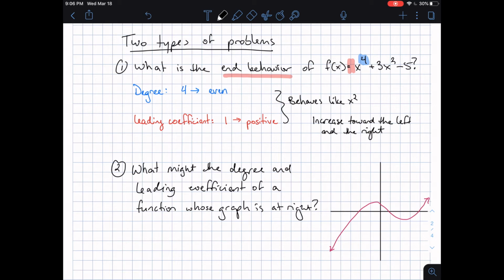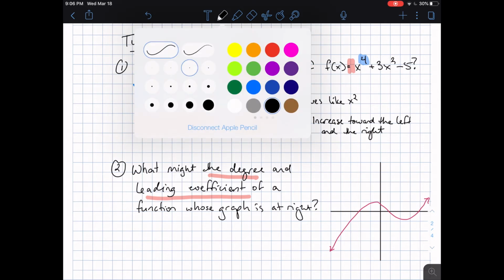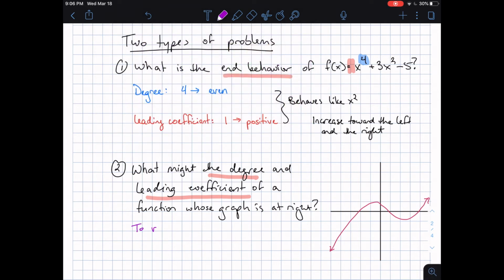I could also do the opposite. I could say, here's the graph. What do you think the degree and the leading coefficient are? So here's the graph. Let's figure some stuff out. We're going to break it down this way. What happens as I move to the right? And what happens as I move to the left? Well, if I'm moving to the right, and I look at the end on the right here, as x increases to the right, my function's also going to increase. You can see it moving upward. So to the right, it's increasing.